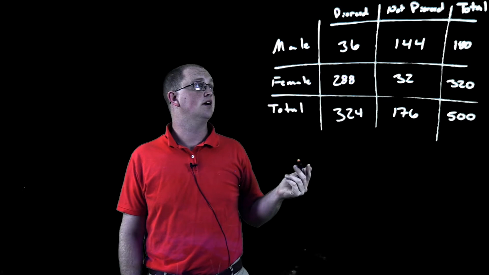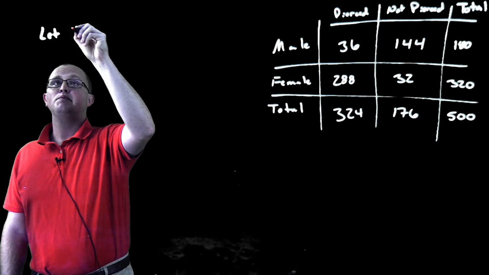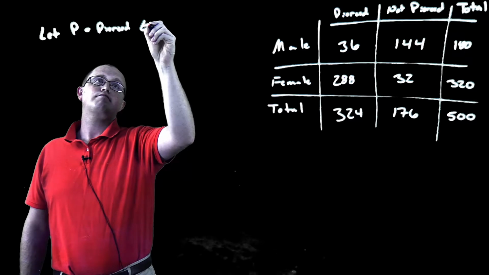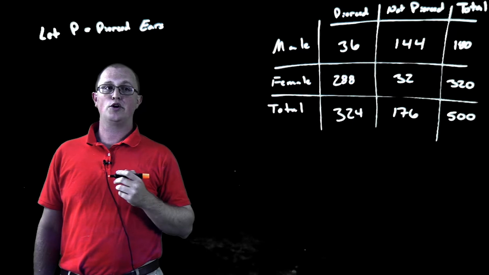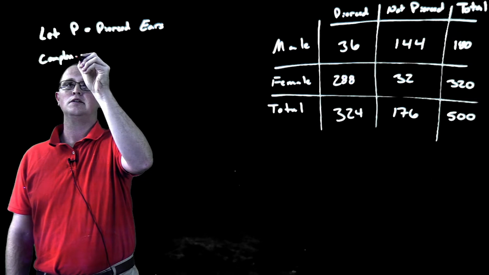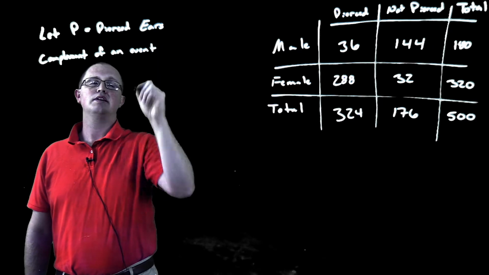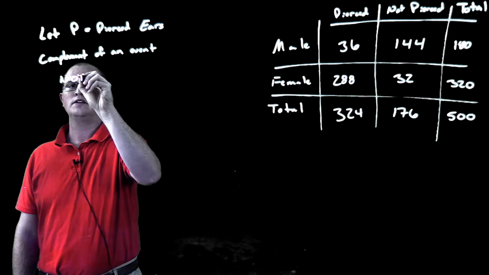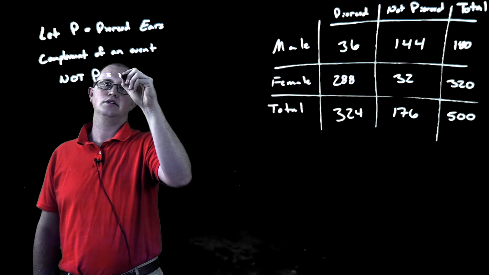So let's abbreviate this a little bit. So we want to let P be the event of having pierced ears. And then we generally denote what is called the complement of an event as everything that's not in that event. So I could define the event not P to be all of the people who did not have pierced ears.